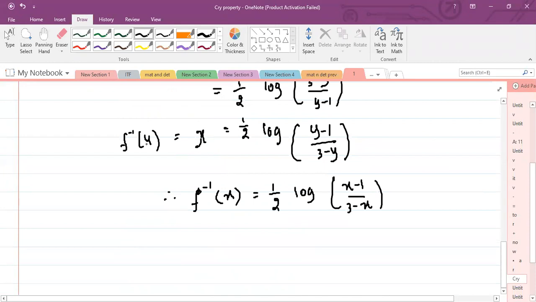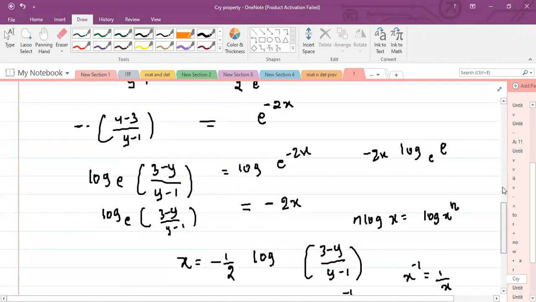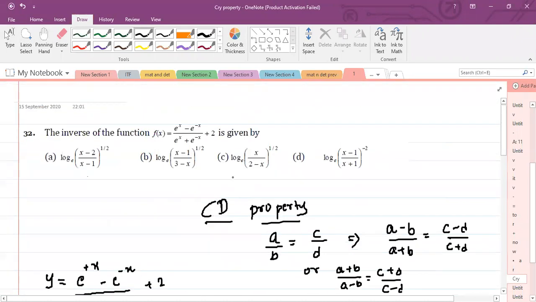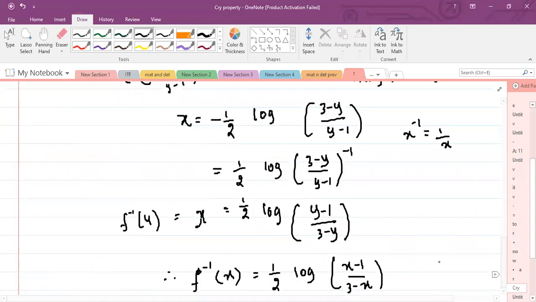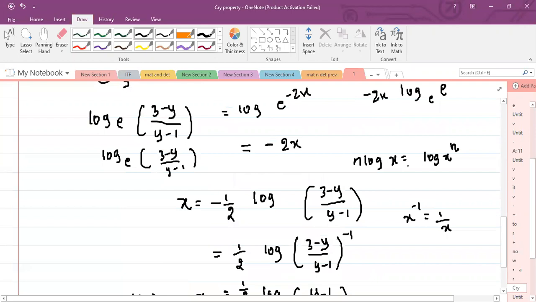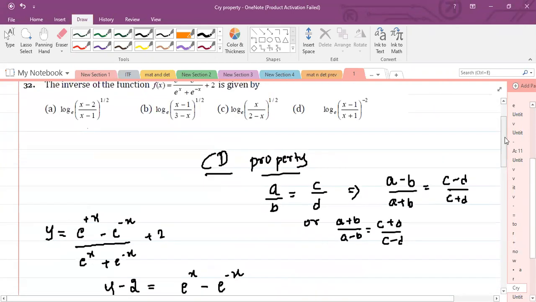x is f inverse of y, but we need f inverse of x. Therefore, replace every y by x. Then it is 1 by 2 into log of (x minus 1) divided by (3 minus x), raised to 1 by 2. So you can shift this 1 by 2 also here. In the required option, this raised to 1 by 2 is also there in the power. Therefore, by this property, log x raised to n is n log x, you can write it as log of ((x minus 1) divided by (3 minus x)) raised to 1 by 2, option B.